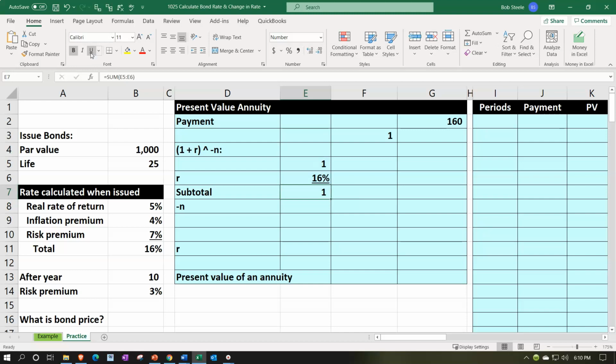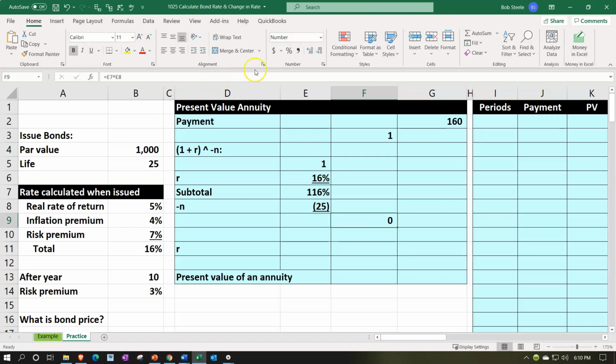We need to make this a percent, number group, percentify, to the negative N number of periods, 25 in our case. Going to underline that, home tab font, underline, pulling that out to the outer column, this now being the 1.16, shift 6, caret, to the power of negative 25.